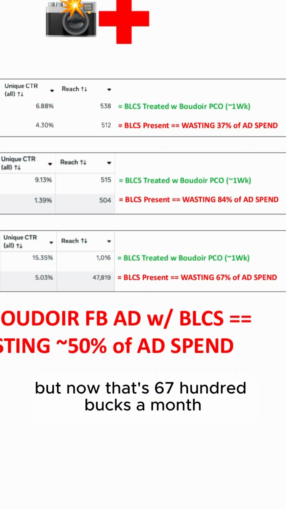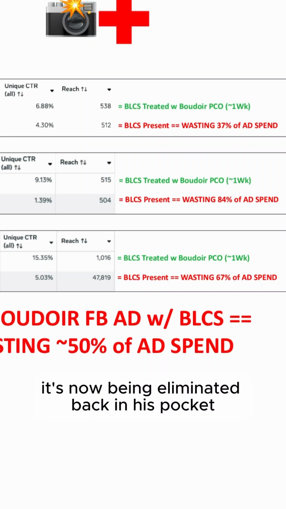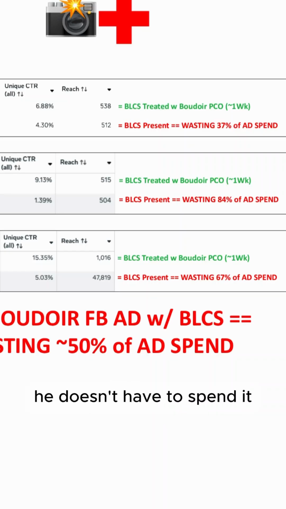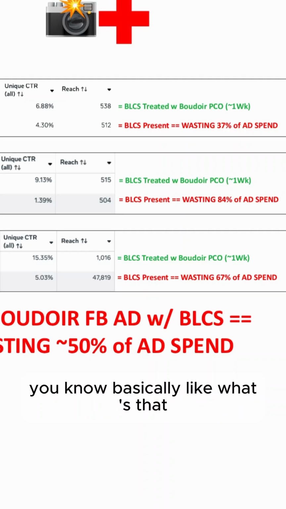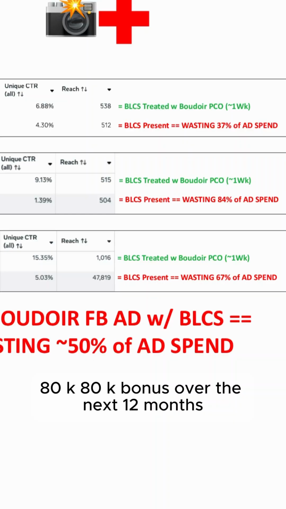But now that $6,700 a month that was being wasted is being eliminated, back in his pocket. He doesn't have to spend it as a phantom bonus every single month. Basically, what's that, 80K? An 80K bonus over the next 12 months.